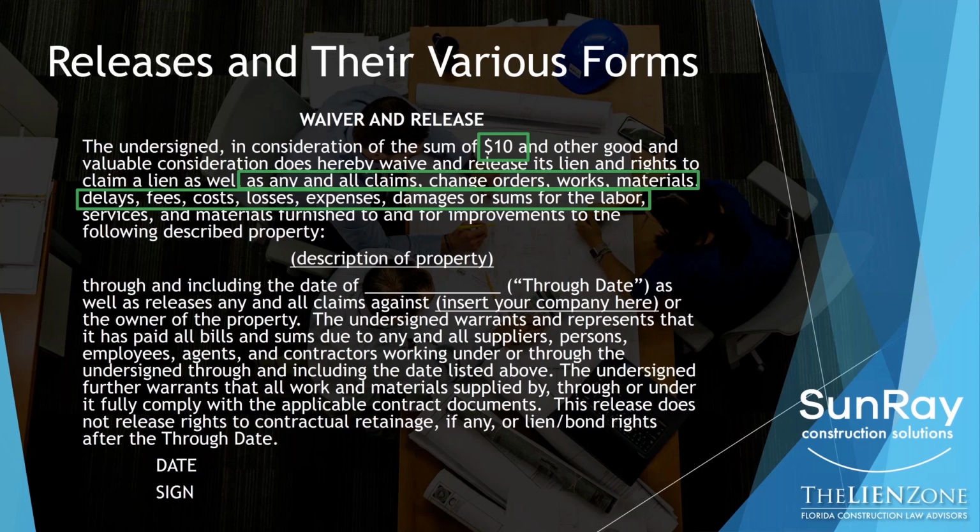So notice that the string of items that are being released is much longer than in a normal statutory release. So what does this mean? This means that if you sign a release that looks like this, and most general contractor and owner releases are like this because they want you to give up all of your rights, you are giving up any claims for additional fees for changes, for change orders that may not be executed, for possible delay claims, extended overhead that you may want to argue about later. So understand that this broader release is giving up a lot more rights.